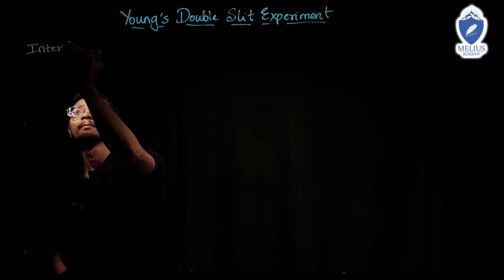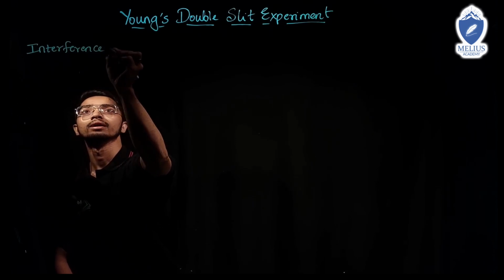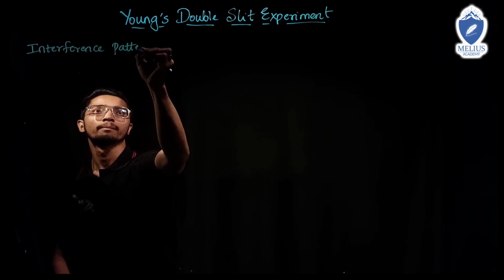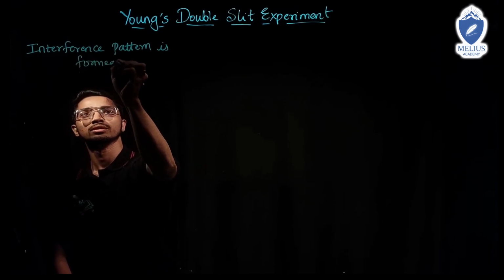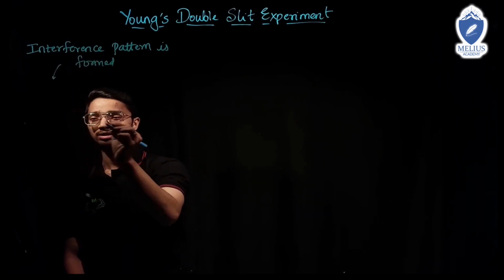What happens in Young's double-slit experiment? There is an interference pattern formed. And what are the conditions for an interference pattern?